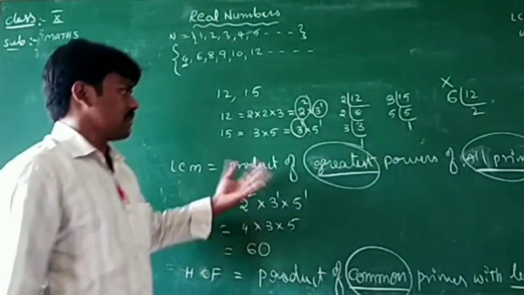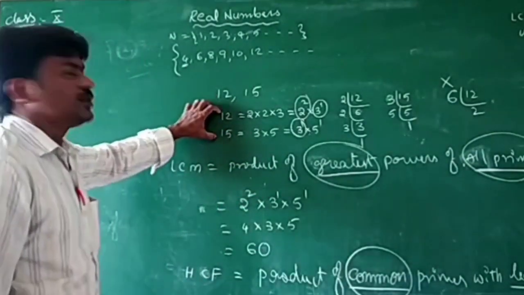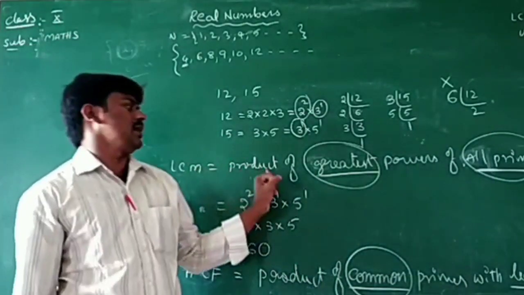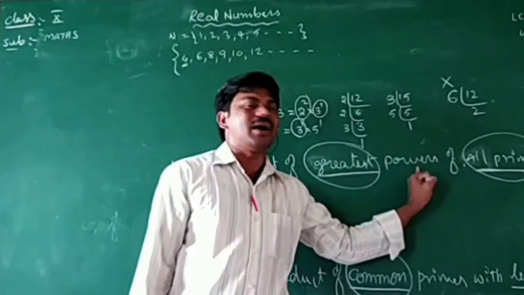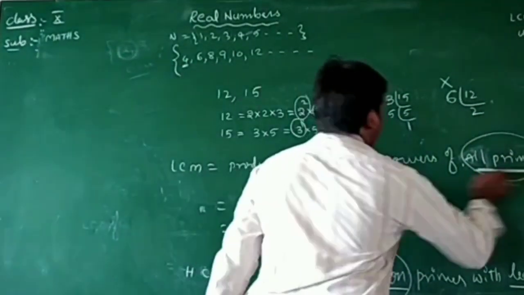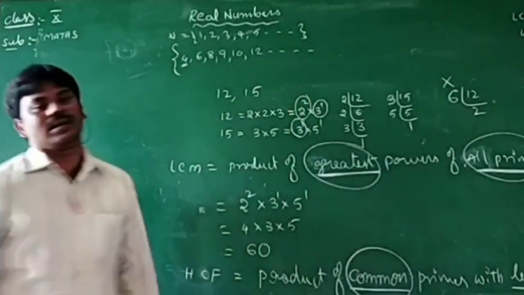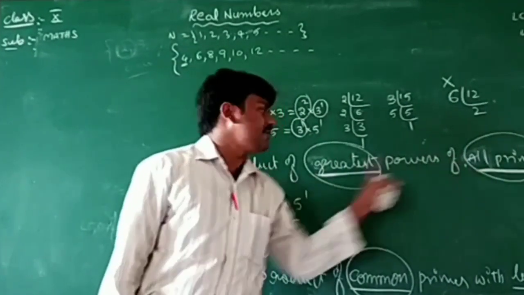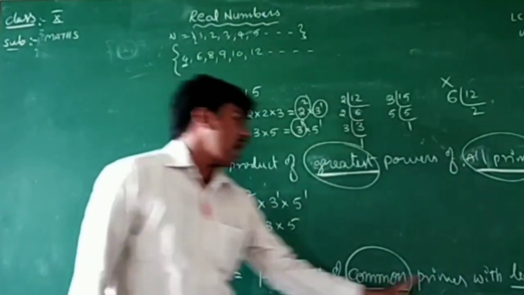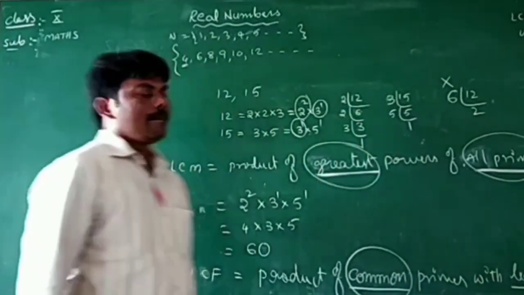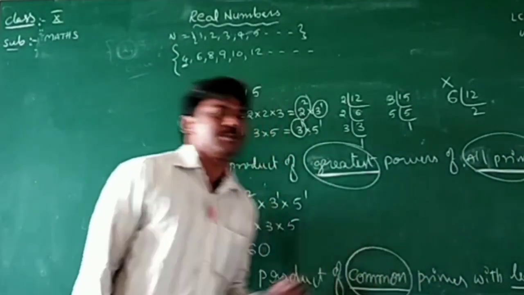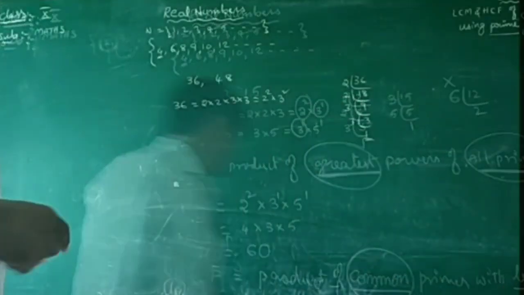So once again I am explaining how to find the LCM and HCF of any two numbers. LCM is the product of greatest powers of all primes; keep in mind all primes and greatest powers. HCF is the product of common primes with least powers. We should not use all primes, only common primes and least powers.